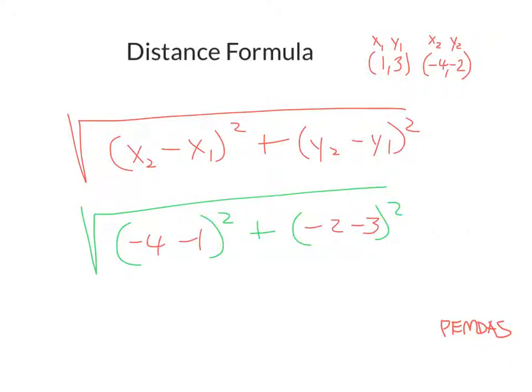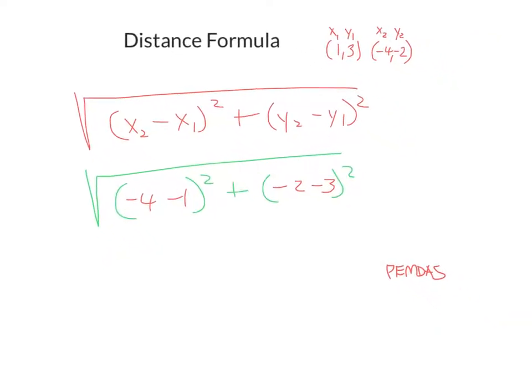Well, we do have the opportunity to simplify stuff that's inside the parentheses. We could simplify this, and we could simplify this. So on the next line, what is -4 minus 1? That's -5. So that's going to be -5 squared plus, okay, what is -2 minus 3? That's also -5. How about that? So that's going to be -5 squared.